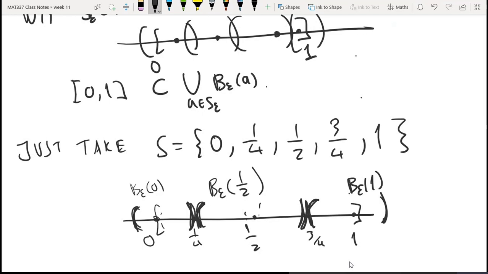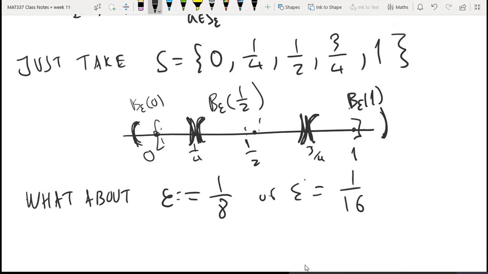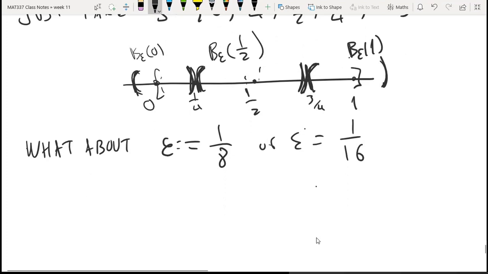Now, next one, take epsilon. What about epsilon to be something else, like 1/8 or 1/16? I don't know. So let's do a general one.